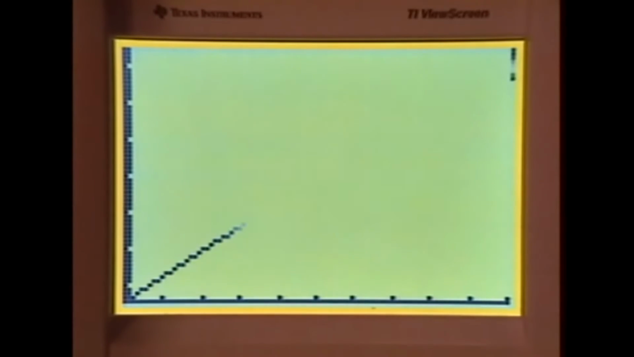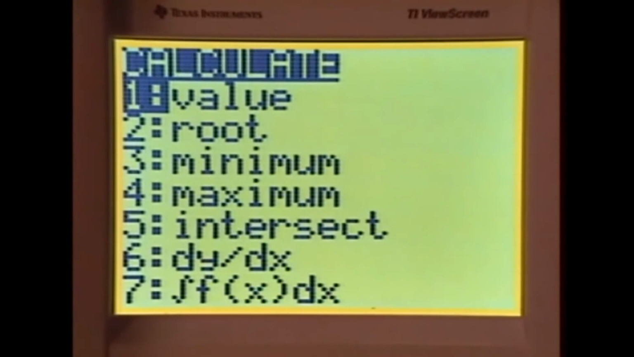Another key that we can look at is the calculate key. That's above the trace. Let's go back to graph. There's our babysitting job graph. Let's go to second trace, which gives me calc. Many things we have here, and we'll look at root, we'll look at minimum and maximum and intersect in future lessons. Let's just try 1, which is value.